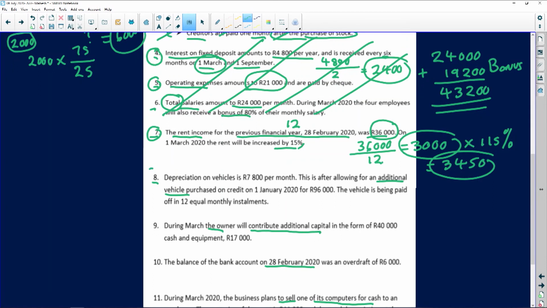Right, we've got just under 4 minutes left, so let's see if we can tackle the rest of the information. Let's just quickly scroll down. We're now looking at information 8, which deals with the vehicle. Depreciation on vehicles is 7,800 Rand per month. So immediately, guys, depreciation, non-cash item. Cross it out immediately because I do not show non-cash items in the cash budget.